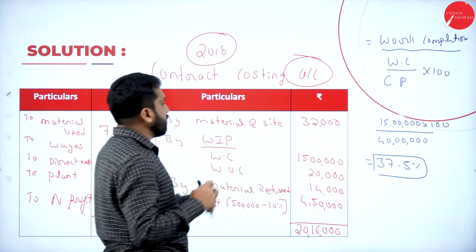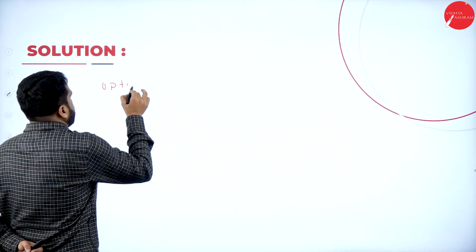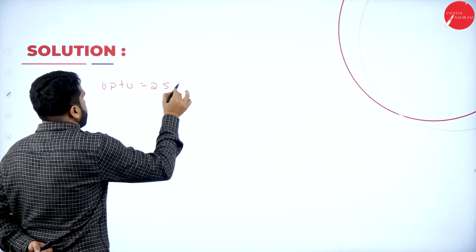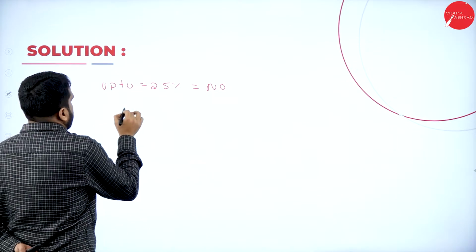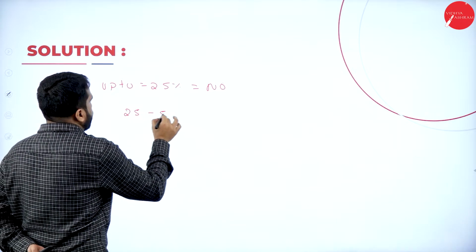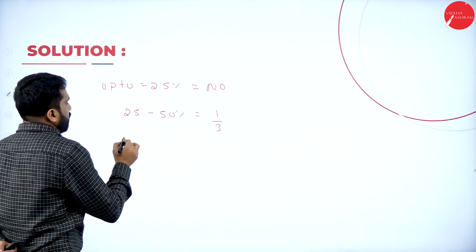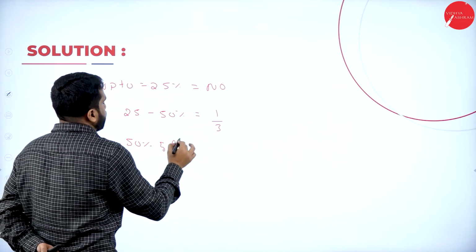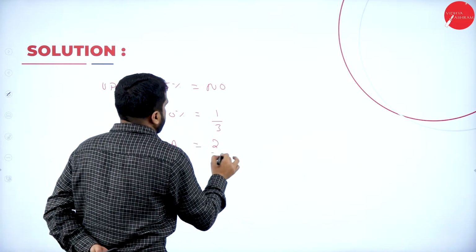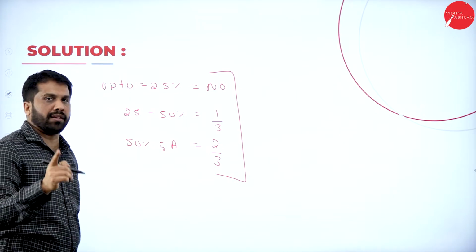Now, the slab, I'll tell you: up to 25%, no calculation. 25 to 50%, 1 by 3. 50% and above is 2 by 3. These are the calculations. Hope you are clear.